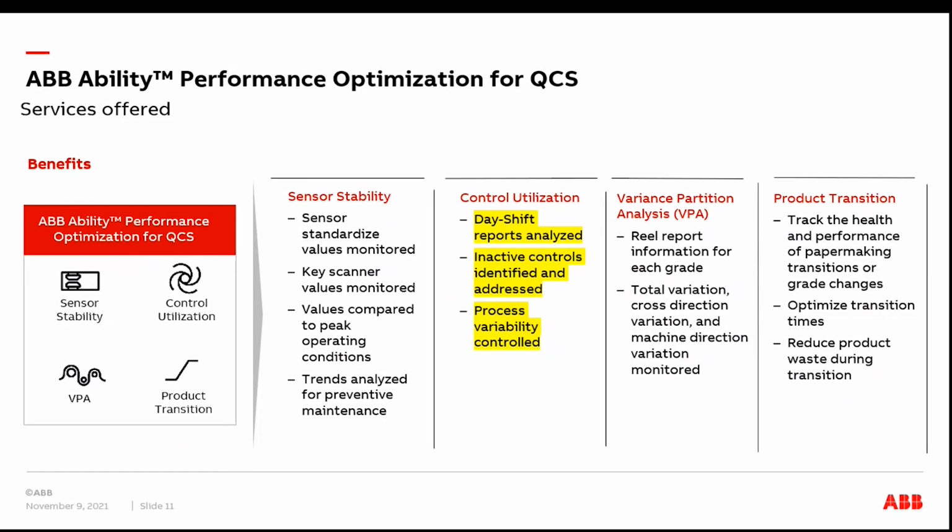For a 24-hour paper machine, it may have two shifts or three shifts based on the conditions. These shift reports are analyzed to determine how much each control is used per shift. Inactive controls can then be addressed to better control process variabilities.